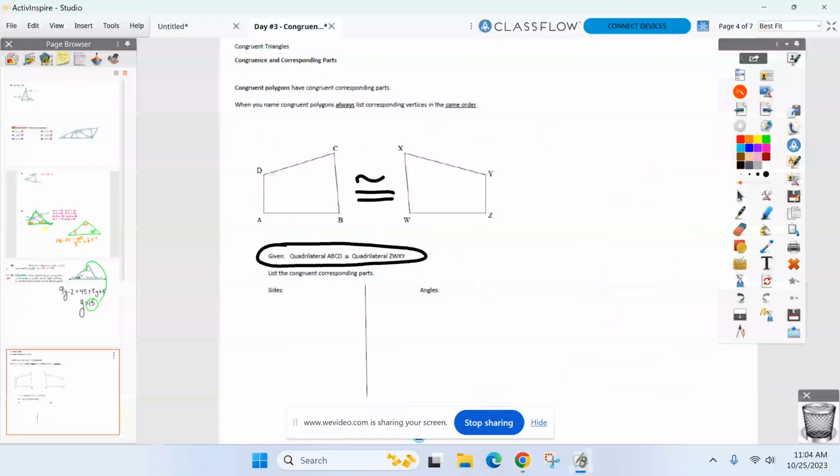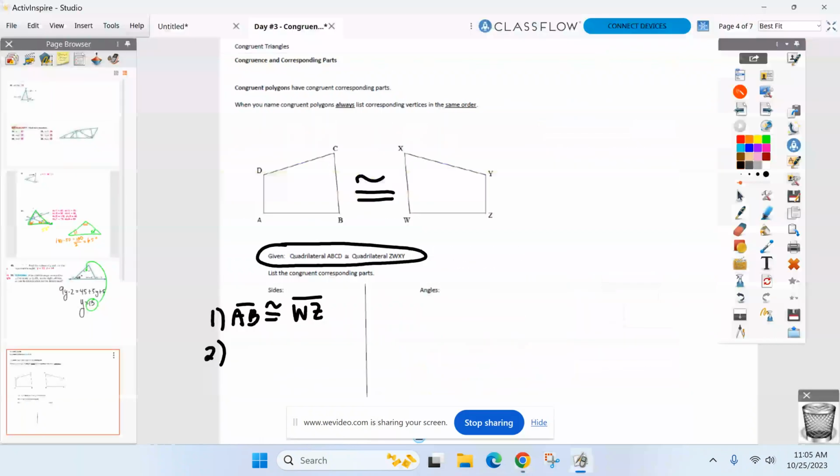Zoe, give me a pair of sides. AB, line segment AB would pair up with WZ. I agree. Now, because the quadrilaterals are congruent, so are those two sides Zoe just gave me that match up. Since the quadrilaterals are congruent, so are those sides that match up. And I'm already tired of saying the words match up. I'm now going to say they correspond to each other. Those are corresponding sides. Okay, those aren't the only two. Give me more.